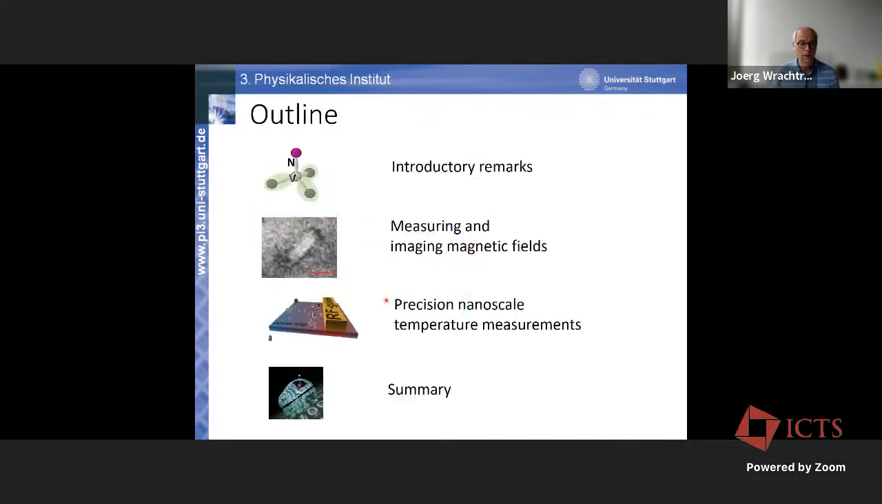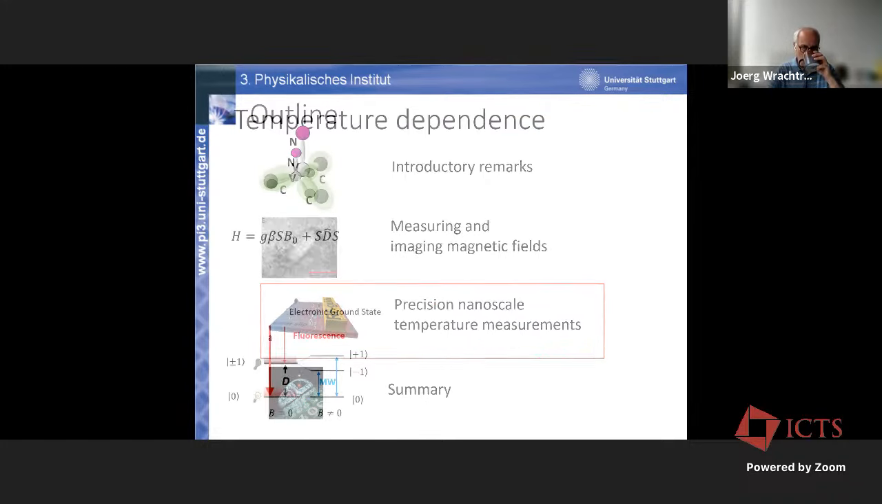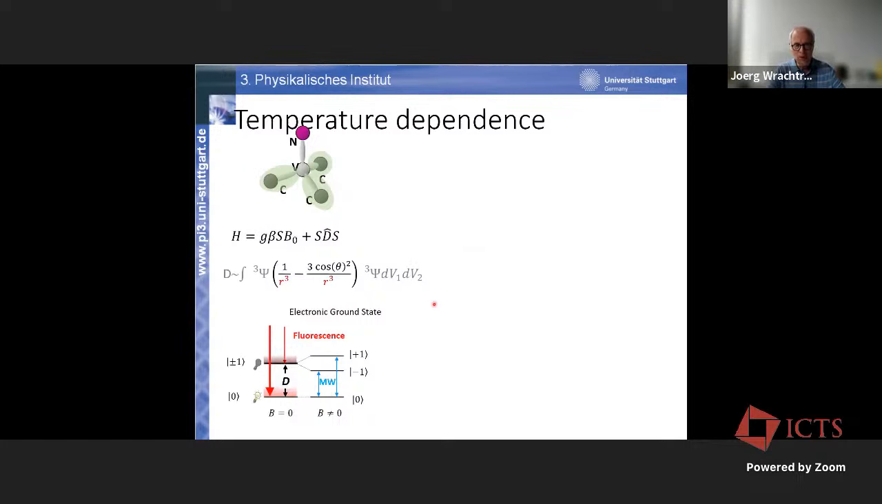All right. So with that, I will come to one other application example of precision measurements using the solid-state spin systems, and this is temperature measurement. So how do you do temperature measurement with our quantum sensor? And I'm going to explain how we do this in a second.